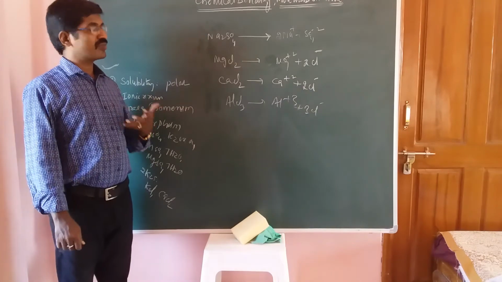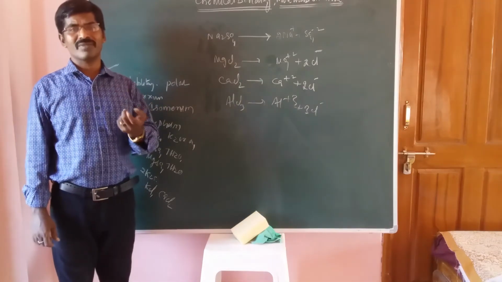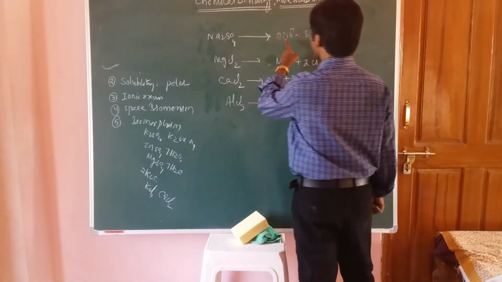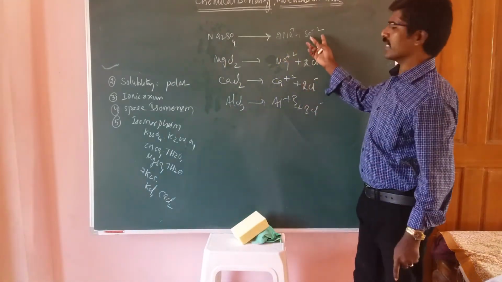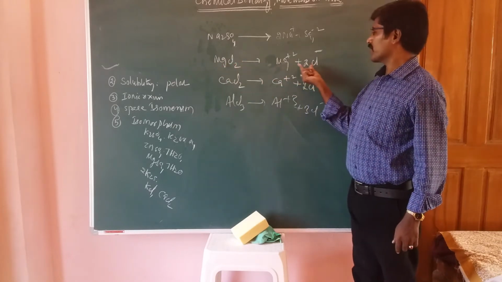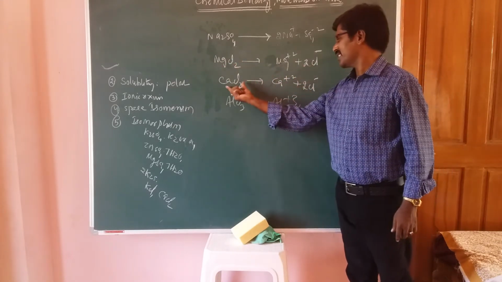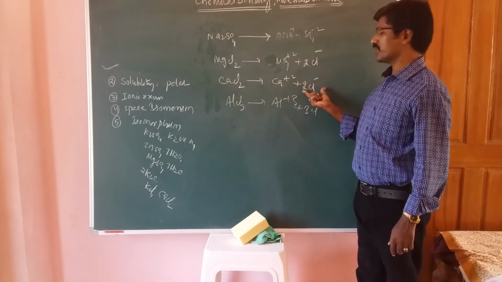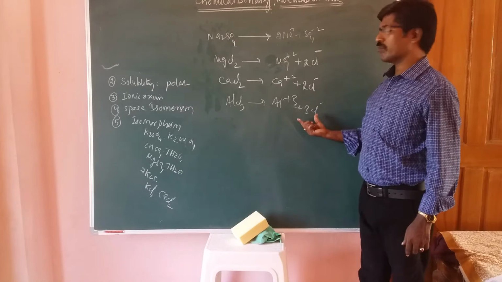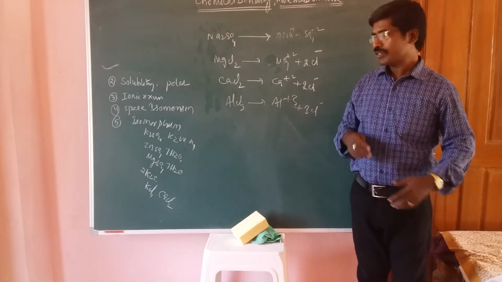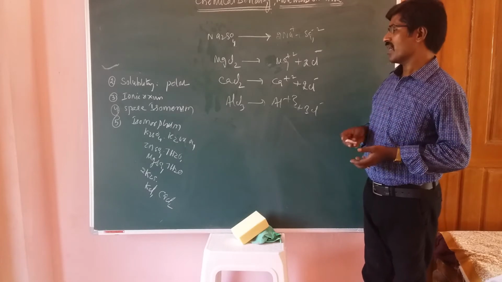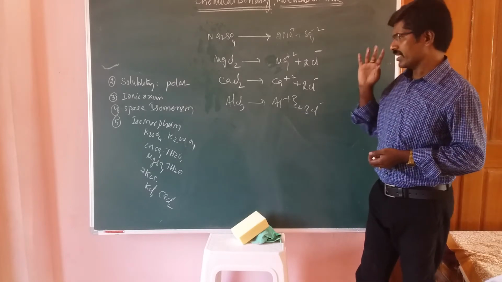Now these compounds are dissociated into smaller species or smaller ions. Na2SO4 dissociates into 2 moles of Na+ and SO4 2-; MgCl2 into Mg2+ and 2 Cl- ions; CaCl2 into Ca2+ and 2 Cl- ions; AlCl3 into Al3+ and 3 moles of Cl- ions. Okay students, these are the ionic compounds or ionic reactions.